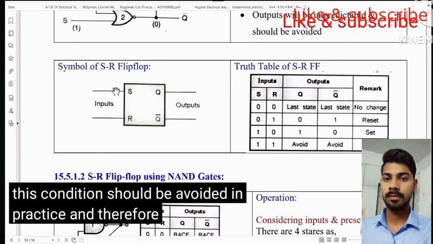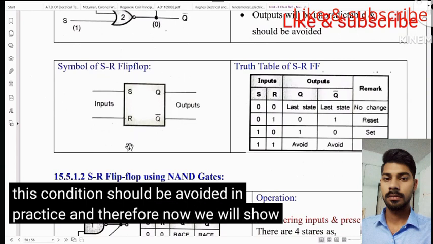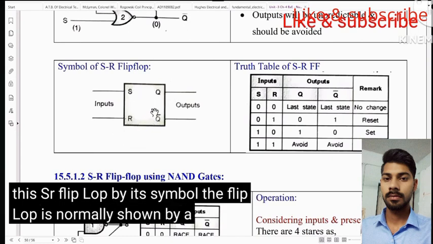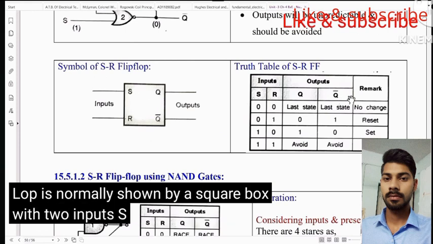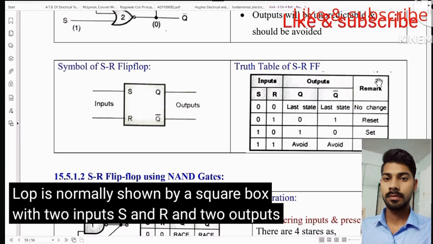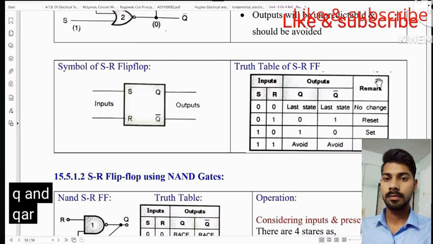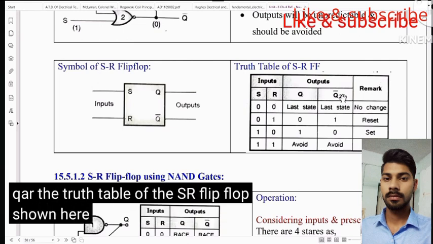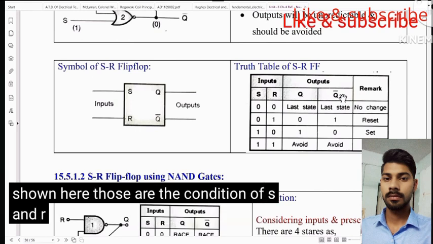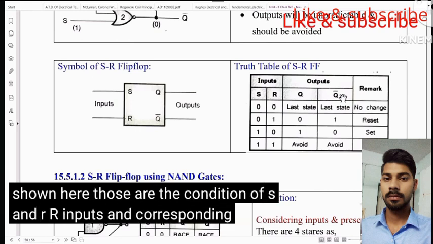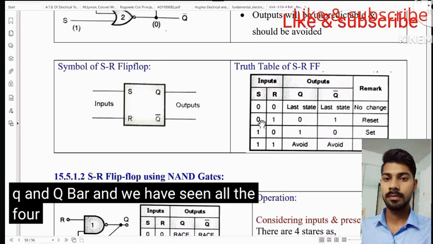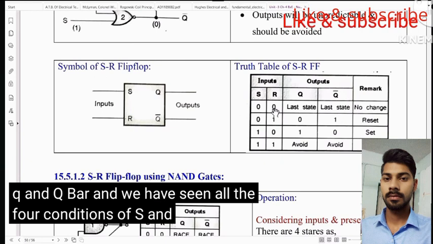Now we will show this SR flip-flop by its symbol. The flip-flop is normally shown by a square box with two inputs S and R and two outputs Q and Q bar. The truth table of the SR flip-flop is shown here. Those are the conditions of S and R inputs and the corresponding outputs Q and Q bar. And we have seen all the four conditions of S and R inputs.